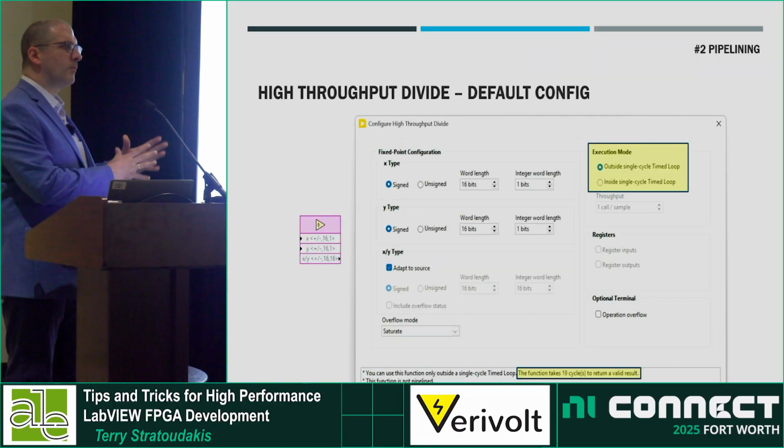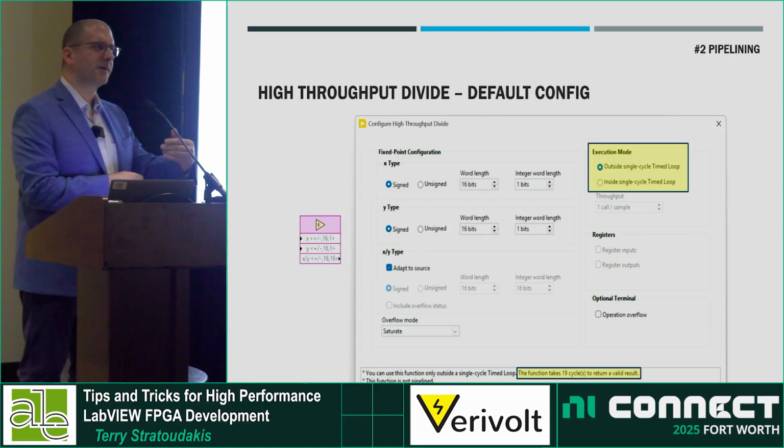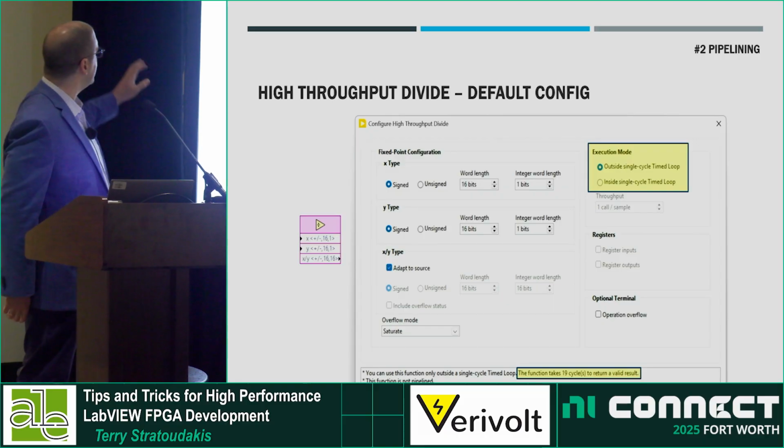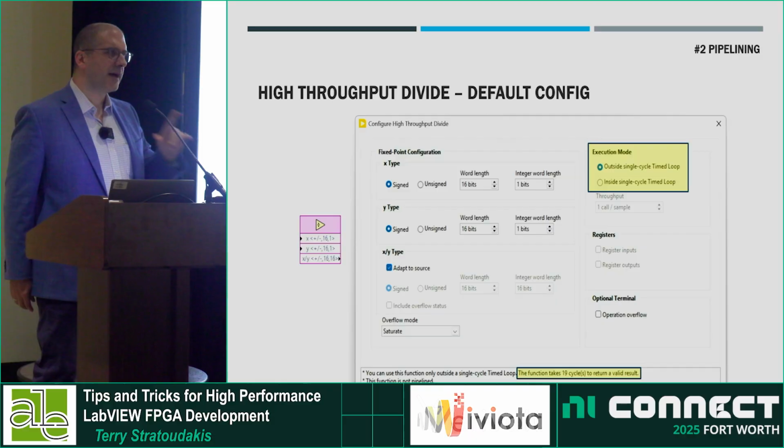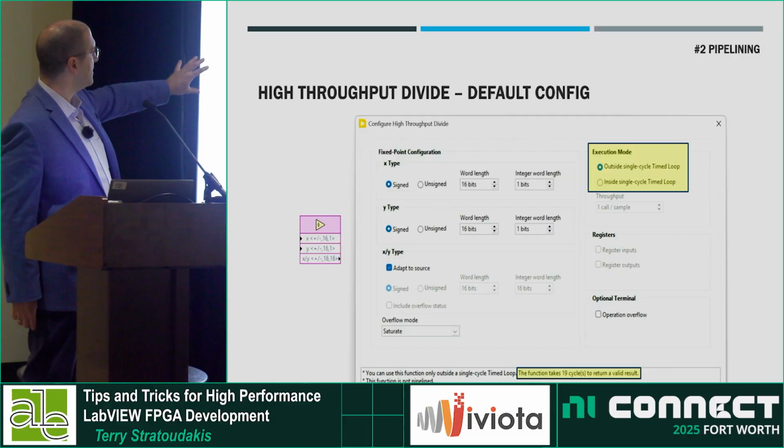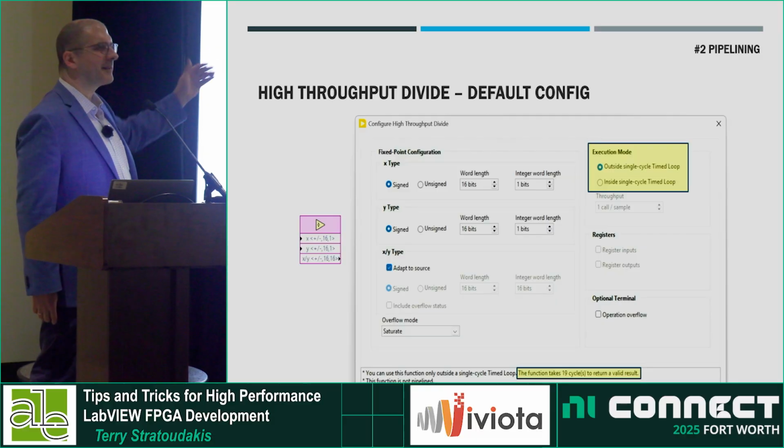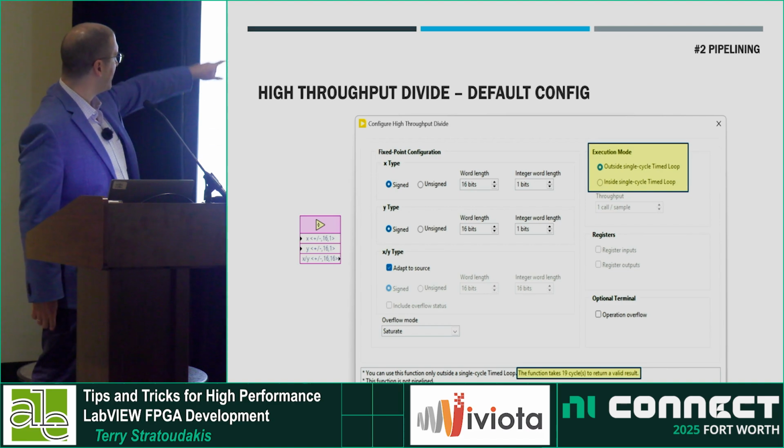Now, those were the arithmetic functions, but the palette also comes with these high throughput functions. The high throughput functions have a wizard that you can see here, which by default says it's not inside the single cycle time loop. You can see I've highlighted that.